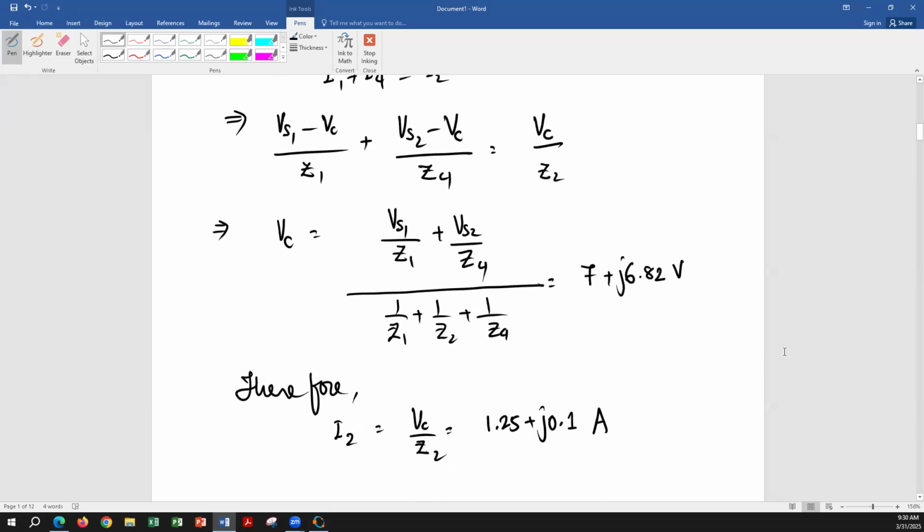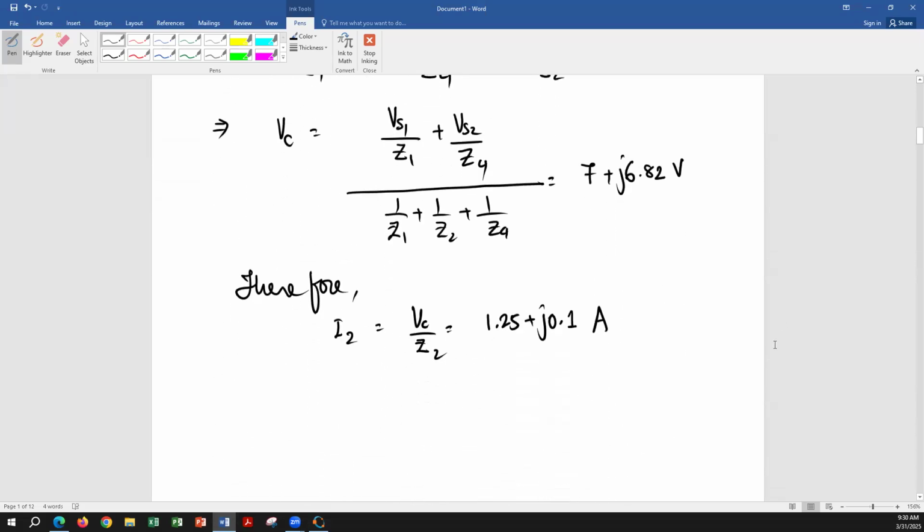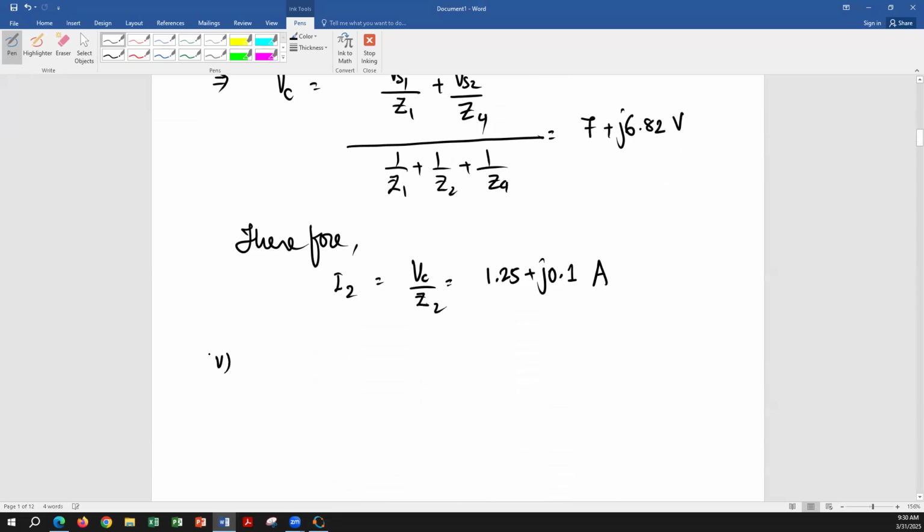So this is my I2, and when I have my I2 and I have my VC, I can calculate number 5 first, let's say. Number 5 is active and reactive power in Z2. So active power in Z2, P_Z2, is magnitude of VC, magnitude of I2, cosine of angle of VC minus angle of I2. But since we know the current, we can also use I squared R and I squared X, whichever way you want. Perhaps that might be easier.